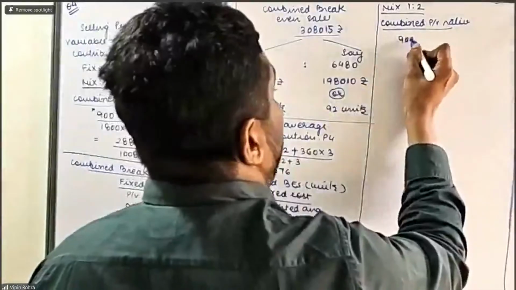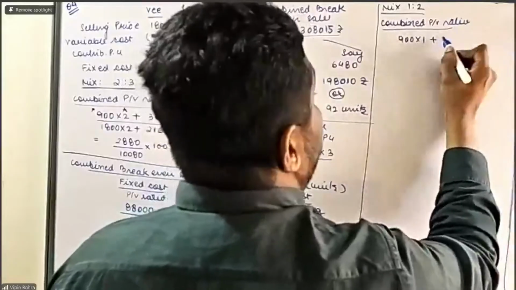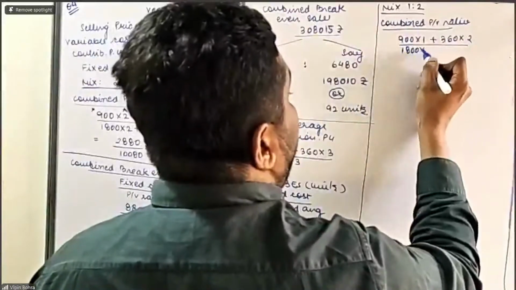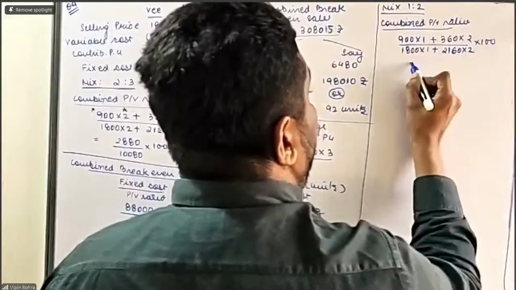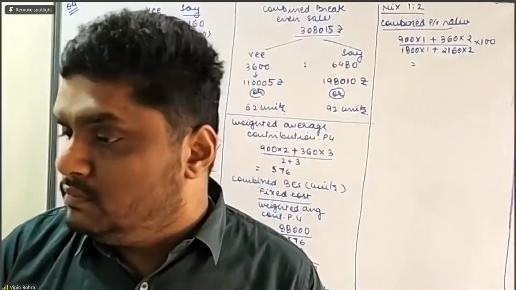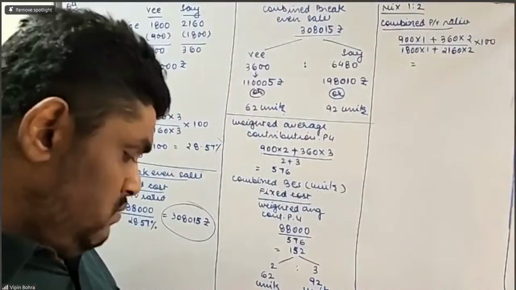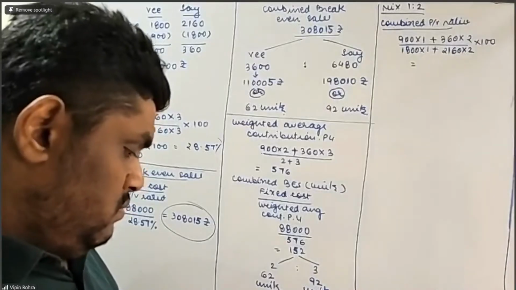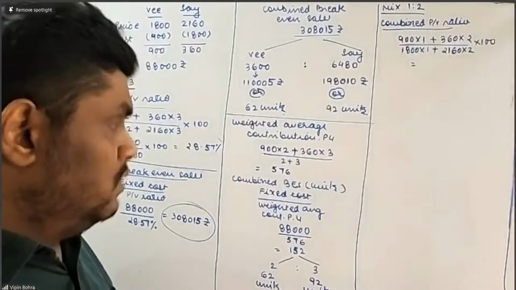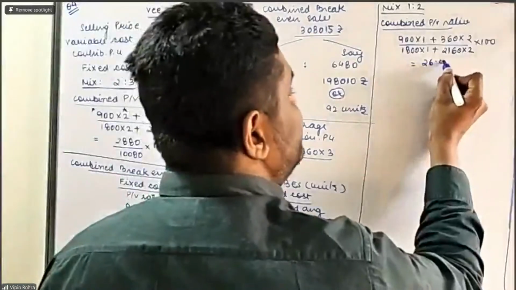So it is 900 into 1 plus 2160. Sorry, 360 into 2, divided by 1800 into 1 plus 2160 into 2. Tanu, please recheck. So it is 26.47%.